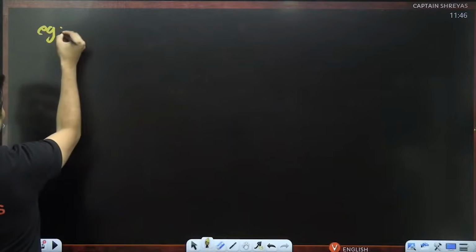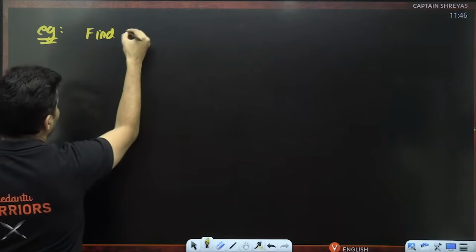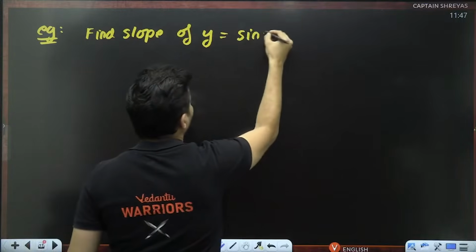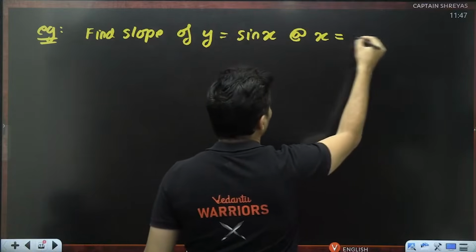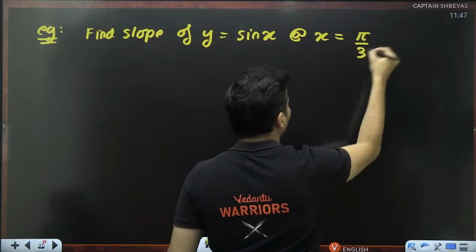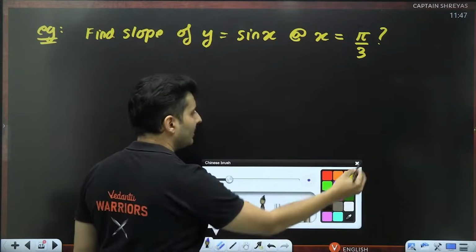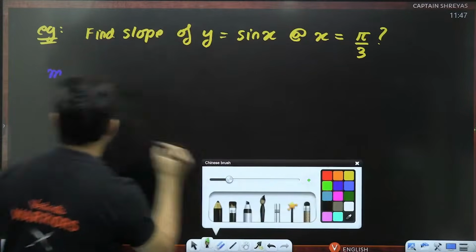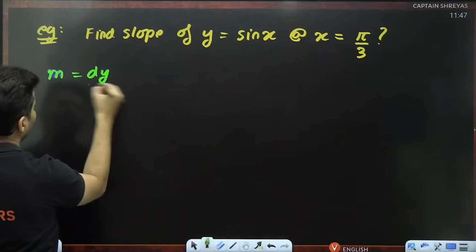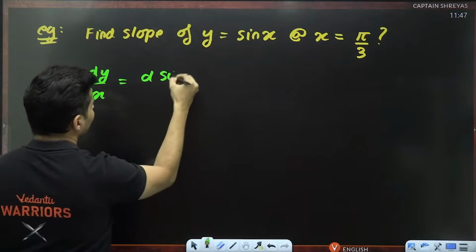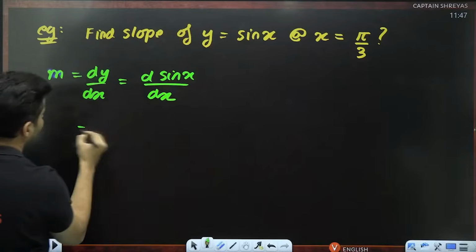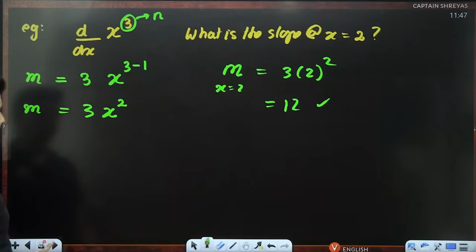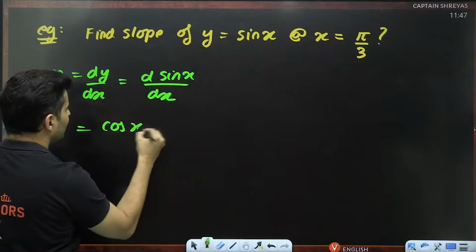Okay. Next example, my dear warriors. Find the slope of y is equal to sine x at x is equal to pi by 3. That is the question. First of all, this is the function. If I want to find the slope, which is m, I have to find dy by dx. Here, y is nothing but sine of x. What is the derivative of sine x? I just showed it to you. Sine x's derivative is cos x. So the answer is basically cos x.